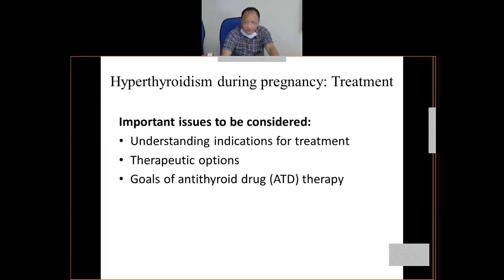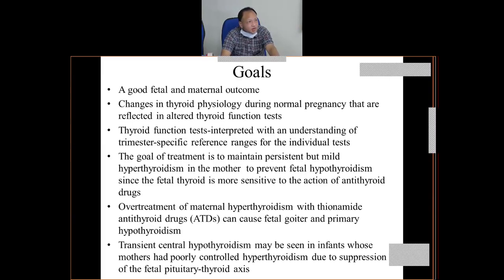Hyperthyroidism during pregnancy. The important issue is that you have to understand the indication for treatment. Not all patients may have therapeutic options available. The goal of antithyroid drug therapy: what is the goal of treatment for hyperthyroidism? A good fetal and maternal outcome.